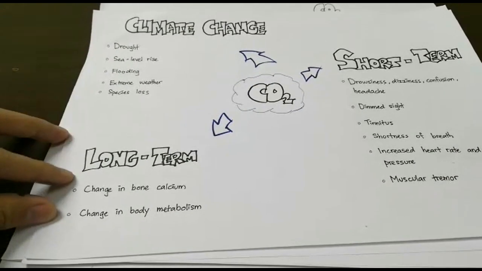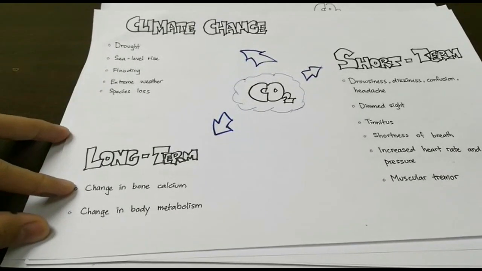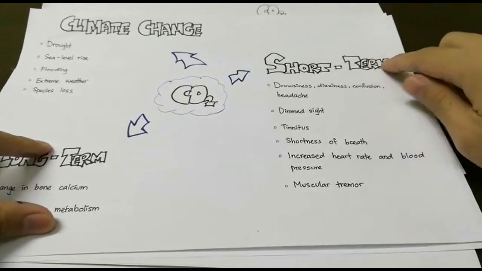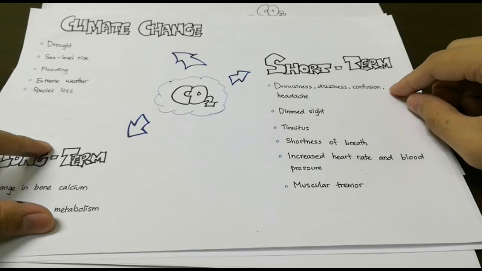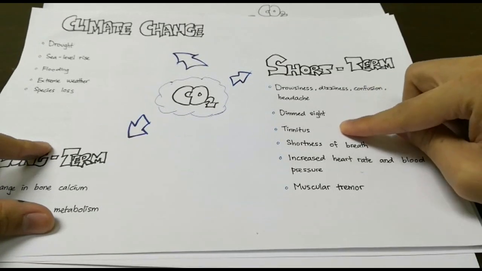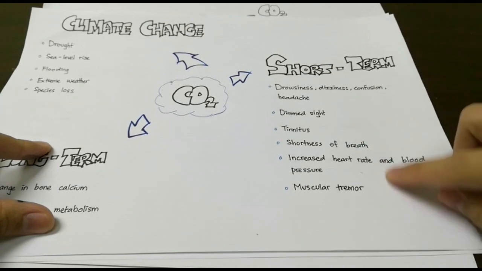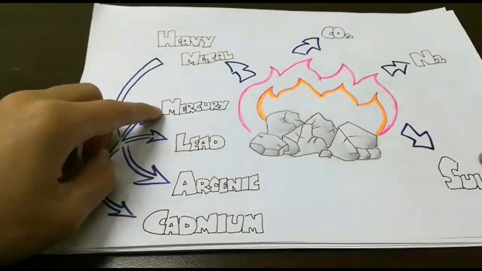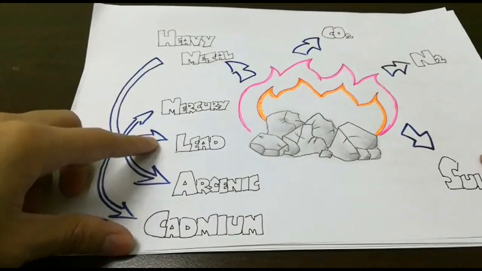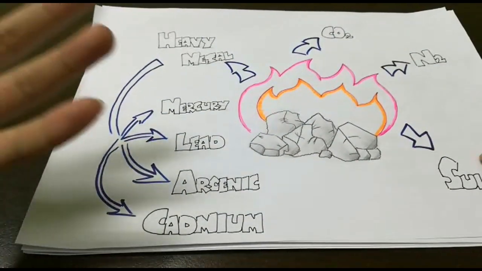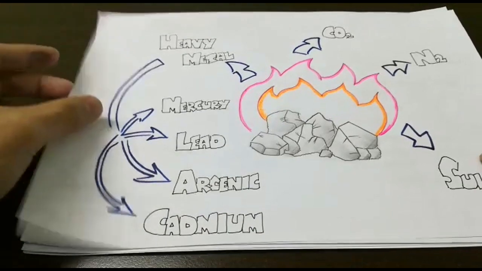For the long-term effect, it can change the bone calcium and change the body metabolism. For the short term, it can cause drowsiness, dizziness, confusion, headache, dim sight, tinnitus, shortness of breath, and so on. The presence of heavy metals in coal, such as mercury, lead, arsenic, and cadmium, will damage functioning organs such as the brain, kidney, lungs, liver, and blood.